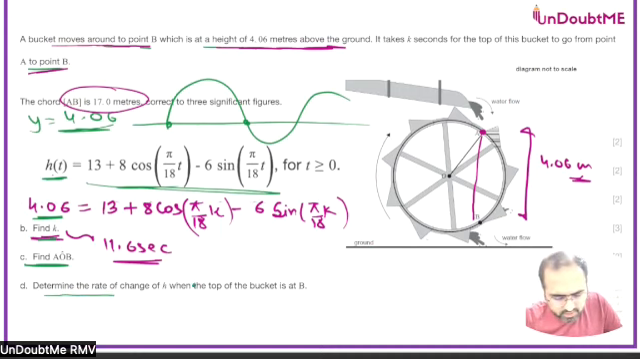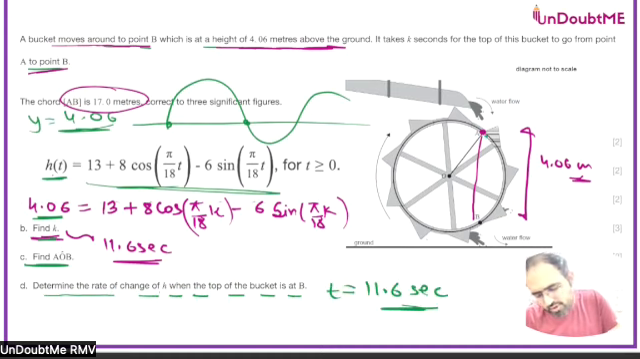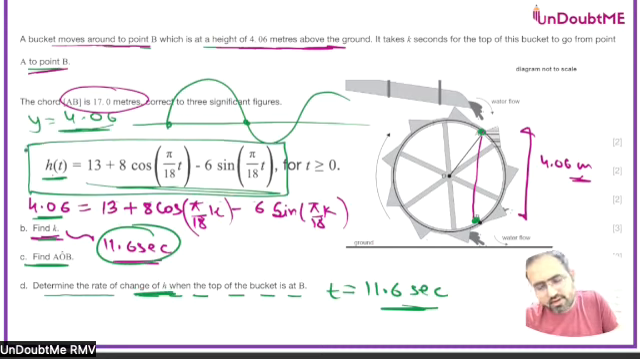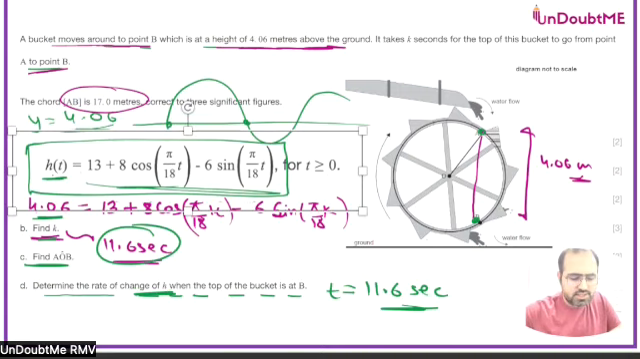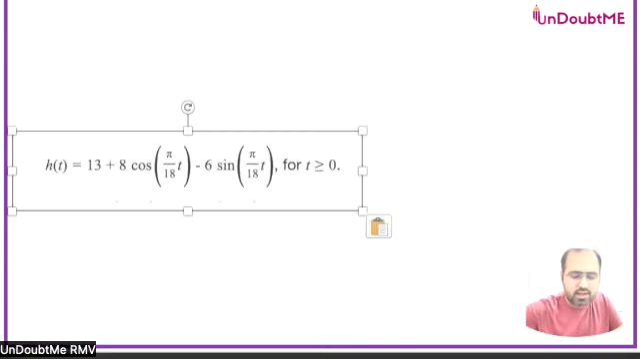Next part is determine the rate of change of H when top of the bucket is at B. Top of the bucket is at B. So when top of the bucket is at B means t is equal to 11.6 seconds, because when it reaches B, it will be that much time that we have already calculated, and rate of change of H means we have to differentiate this. I'll show you the differentiation also. And after differentiation, we'll just put t is equal to 11.6, rest by calculator, we can get the answer.